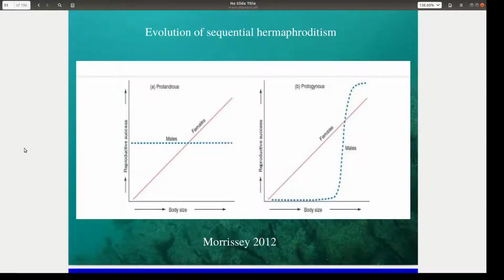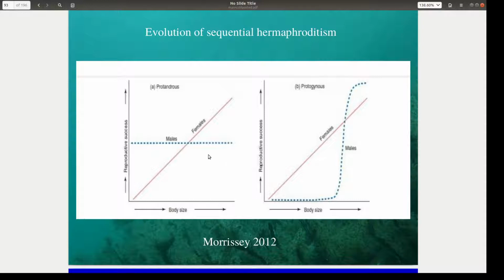The general conceptual theory or hypothesis for the evolution of sequential hermaphroditism goes like this. In protandrous species, as body size increases, the female reproductive success goes up. So why would female reproductive success increase linearly with body size? Well, because females' reproductive success might simply depend on the number of eggs they can lay or the mass of eggs that they're capable of laying. And the larger the mass of eggs that they lay, the higher their reproductive success is.